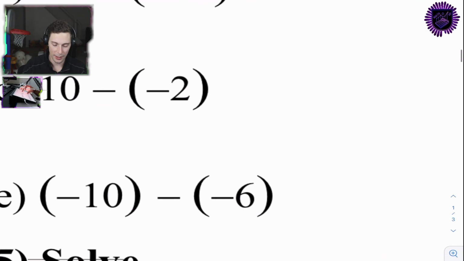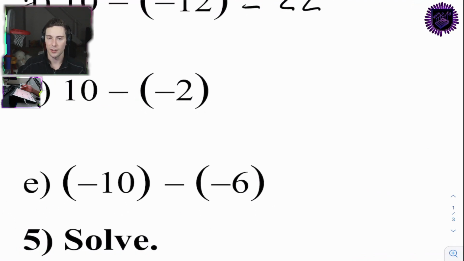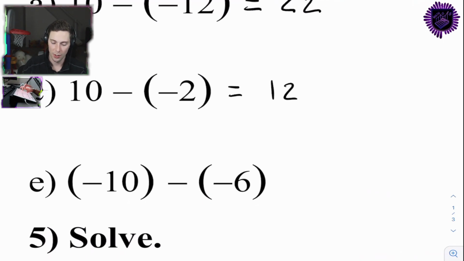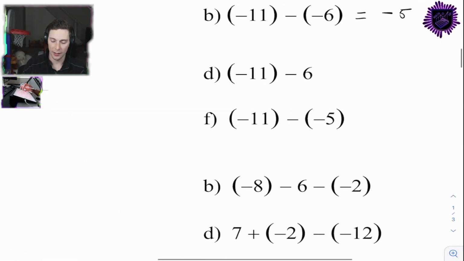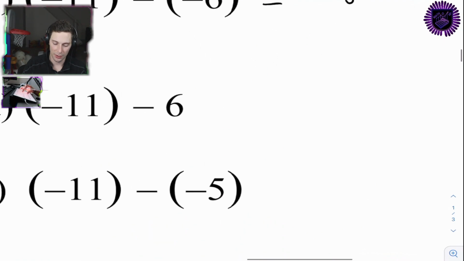10 minus negative 2. So now, because the signs are different between 10 and 2, we can't find the difference here. We have to add, and because it's 10 minus negative 2, we have to add the 2. So this is going to be 10 minus negative 2. Minus a negative is like adding. Plus 2. 10 plus 2.